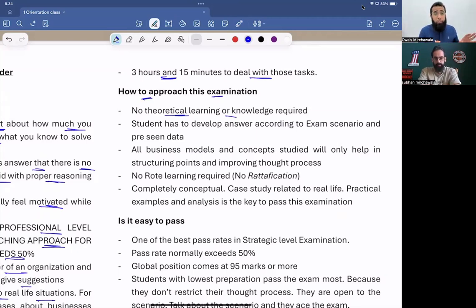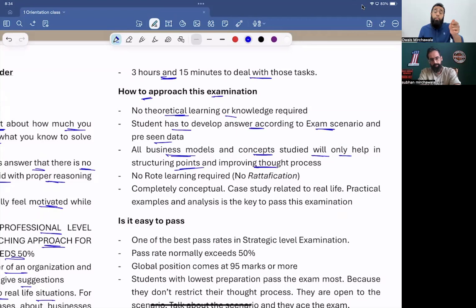But if you skip any of those 6 headings, the examiner won't deduct your marks because he is interested in what type of analysis you were doing and whether that was logical and dealing with the client situation or not. So the student has to develop the answer according to the exam scenario and the pre-seen data. All business models and concept study will only help in structuring the points and improving the thought process.